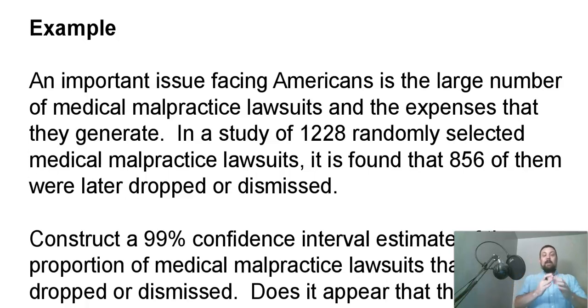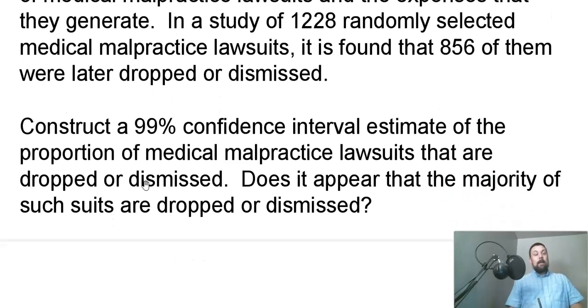So back to the lawsuit example we talked about earlier, right? Same numbers. We have 1,228 randomly selected lawsuits, and 856 of them were later dropped or dismissed. We want to calculate a 99% confidence estimate of the proportion of medical malpractice lawsuits that are dropped or dismissed. So this would be like part B of the problem, right? And this is a common format for the homework. Part A, what's the point estimate? Part B, construct this confidence interval.